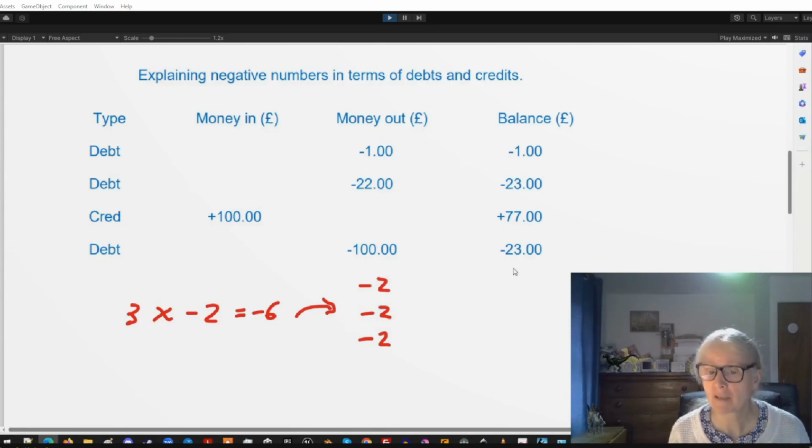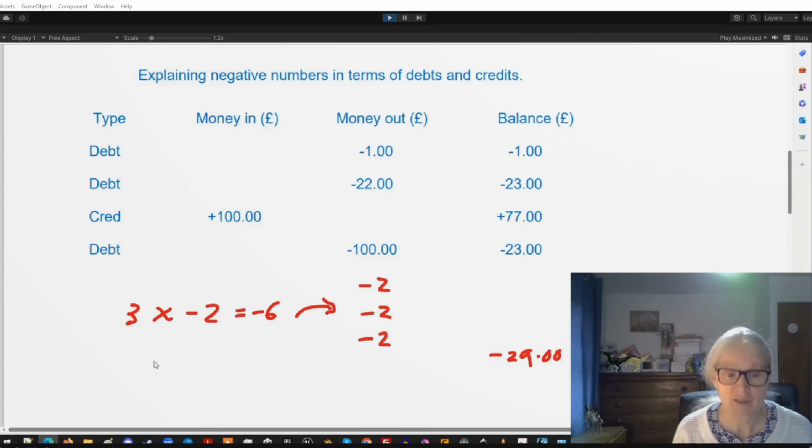And I've made my bank balance worse. It's now -£29. So that hasn't made things better. Multiplying a negative number by a positive number makes a negative number. And if that was debts and credits, it would be the equivalent of making a debt a multiple of times.